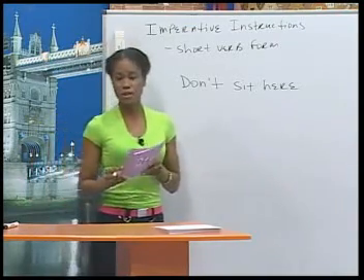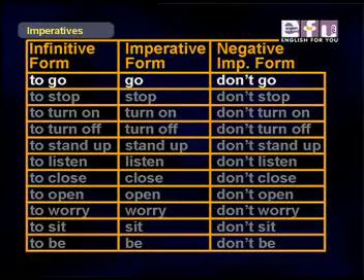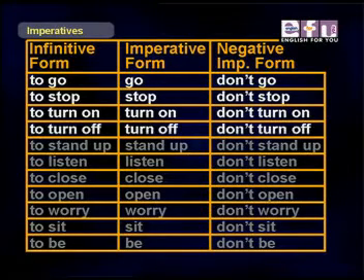Now we can add another column to our chart. Take a look at your screen. So with to go, remember our imperative form is go, but our imperative form in the negative is don't go. To stop is stop or don't stop. To turn on or don't turn on. To turn off or don't turn off. To stand up becomes stand up or don't stand up. To listen is listen or don't listen.